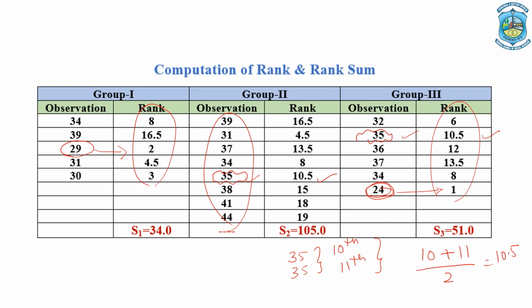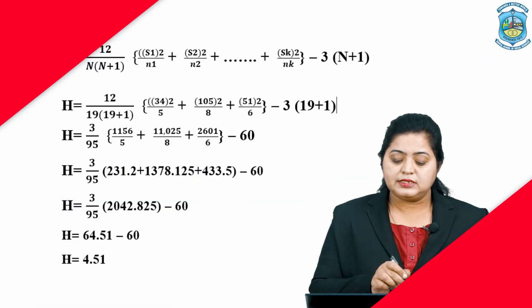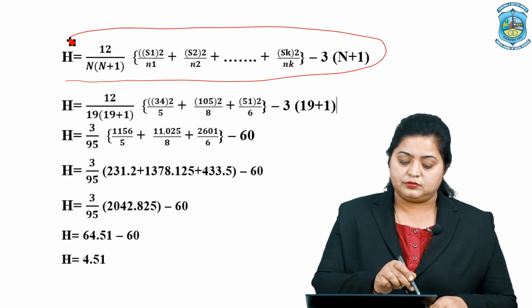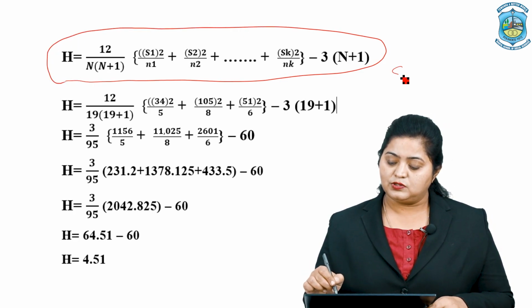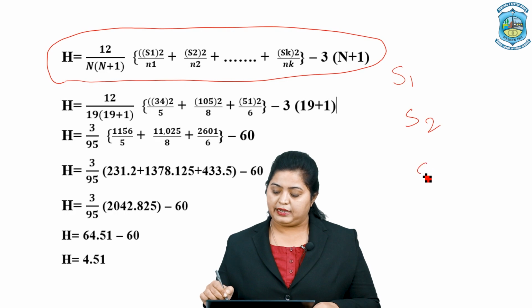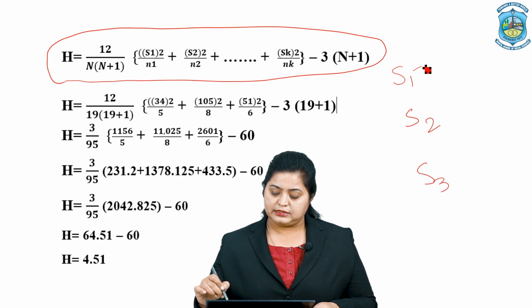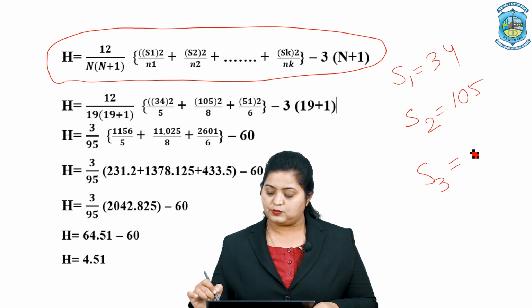After all the ranks, we have to total them group wise. The total of group 1 ranks we denote as S1, the total of group 2 ranks is S2, and the total of group 3 ranks is S3. Now we have the values of S1, S2 and S3. This is the formula to find out H. Now we have all the values: our S1 is 34, our S2 is 105 and our S3 is 51.